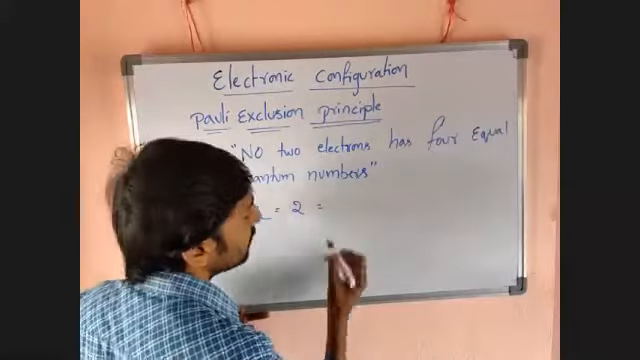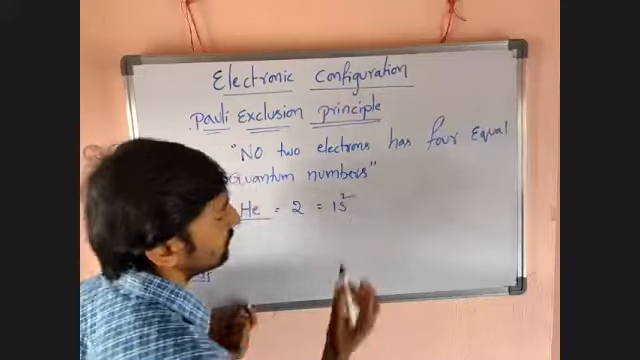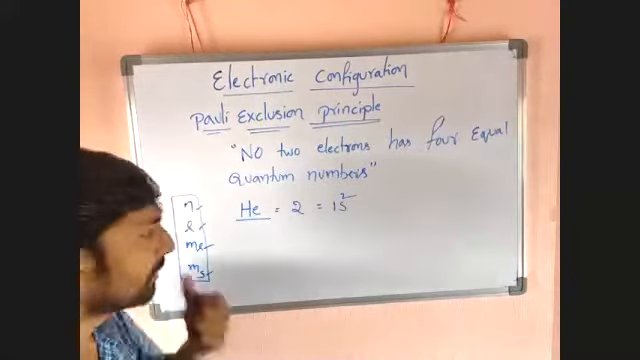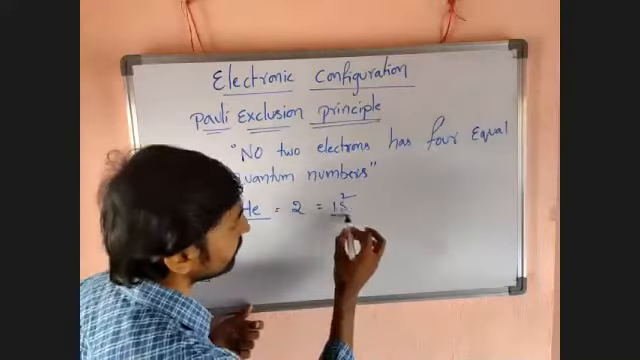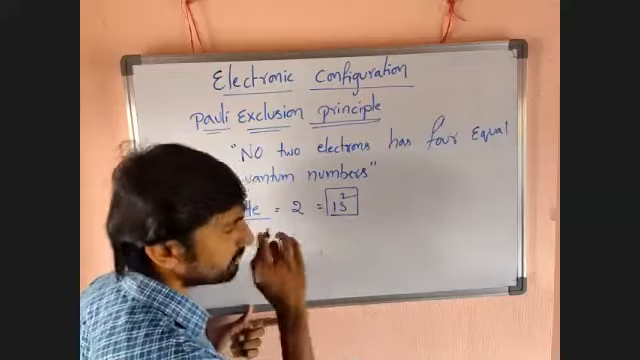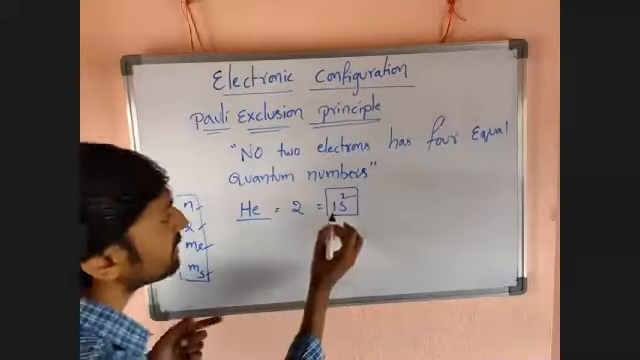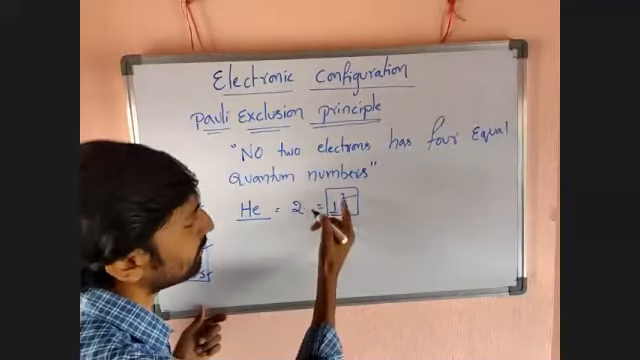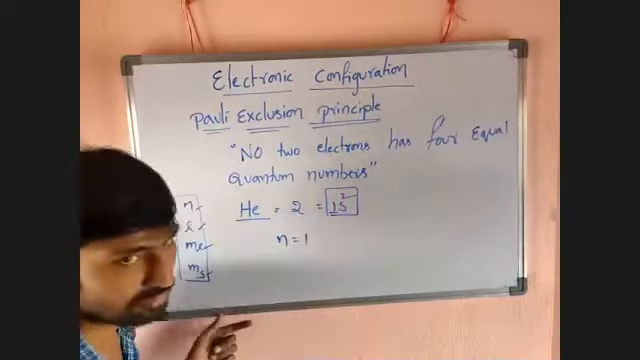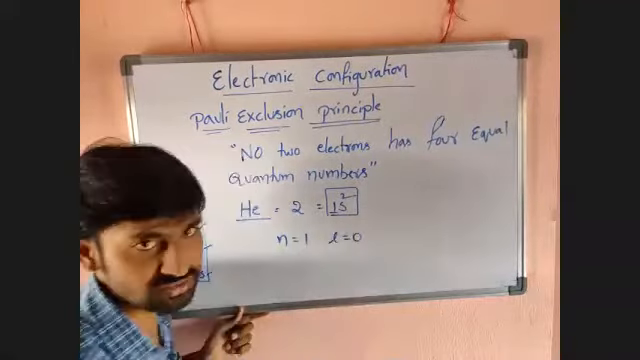Then the electronic configuration is how much? 1s2. If you want to write quantum numbers for that, it is n l^x, I told you. So n is how much? 1. l is how much? It is an s orbital, so it is 0.